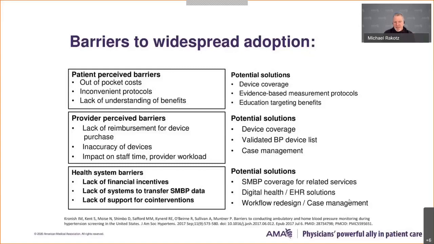And I think very relevant today, the health system barriers include a perceived lack of financial incentives for using SMBP, a lack of systems to transmit and transfer SMBP data back to the health system, to providers, to the electronic health records so that they can be viewed and action be taken, and a lack of support for these very important intensive co-interventions that really improve blood pressure control. And you can see some of the potential solutions I have here on the right. I'm going to let my colleagues who are speaking today talk a little bit more about those solutions. Next slide.